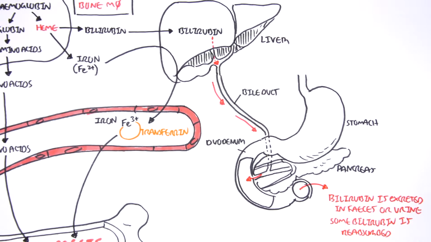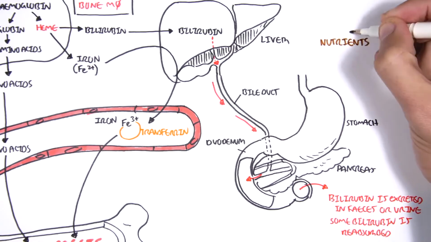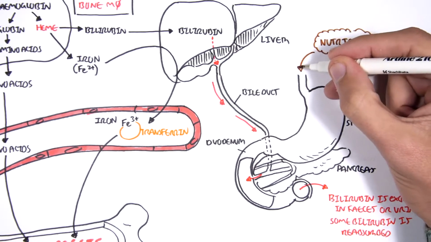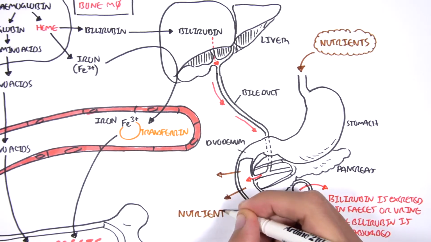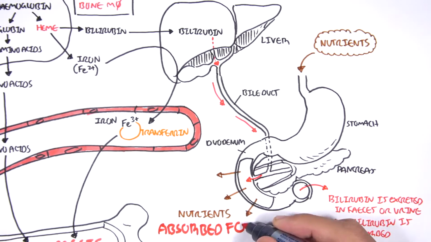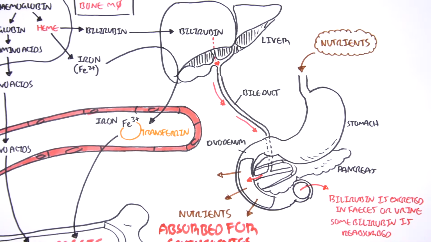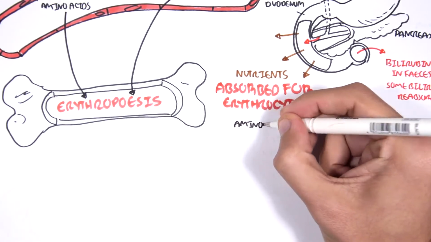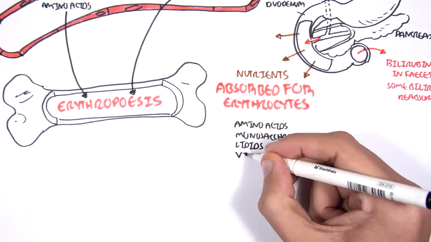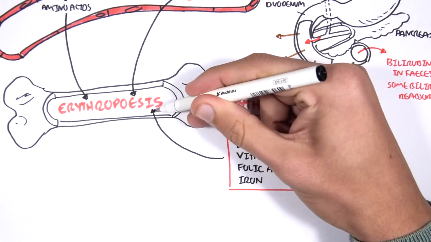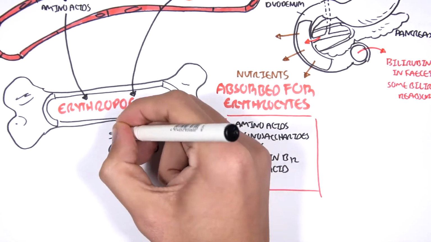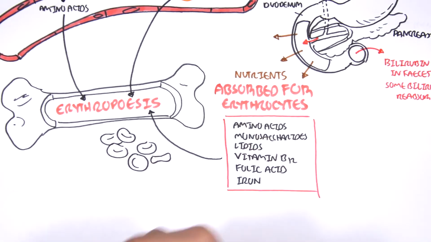Now that we're in this picture of the stomach and small intestine, it's important to note that when we eat, some of these nutrients are important in red blood cell production. They are absorbed in the small intestine. So nutrients absorbed for erythropoiesis include amino acids, monosaccharides, lipids, vitamin B12, folic acid, and iron. And all these are used in erythropoiesis because we need these to make red blood cells.